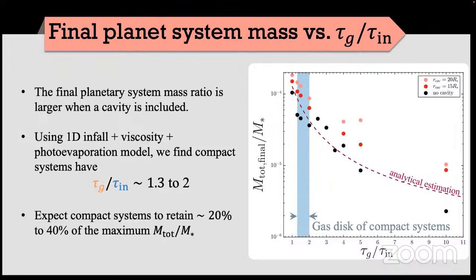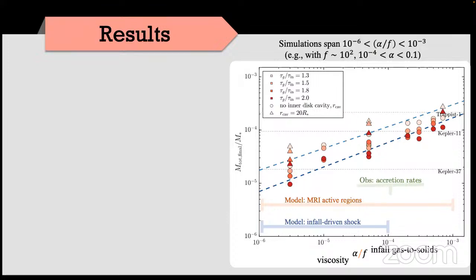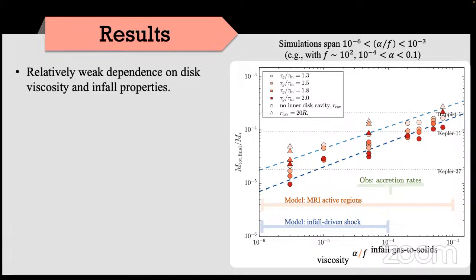So we expect for compact systems to retain about 20 to 40% of the maximum accreted mass during infall. And we can also look at the disk properties. Here in the y-axis, you have the final planetary system mass ratio, and the x-axis, you have the viscosity of the disk over the gas to solids in the infalling material. And you can see that although we ranged the alpha over f three orders of magnitude, you only get one order of magnitude variation in the total planetary system mass. So there's a relatively weak dependence on these properties.